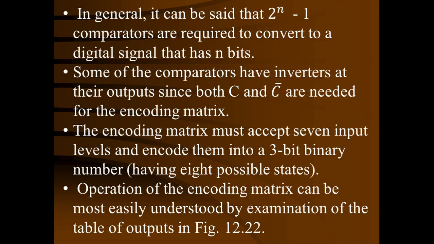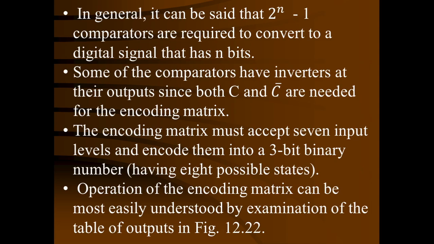So, if you convert the analog input voltage 0 to plus V volt into n-bit digital signals, that means how many ranges will be there? 2 raised to n ranges will be there, and hence 2 raised to n minus 1 comparators are required for this conversion.